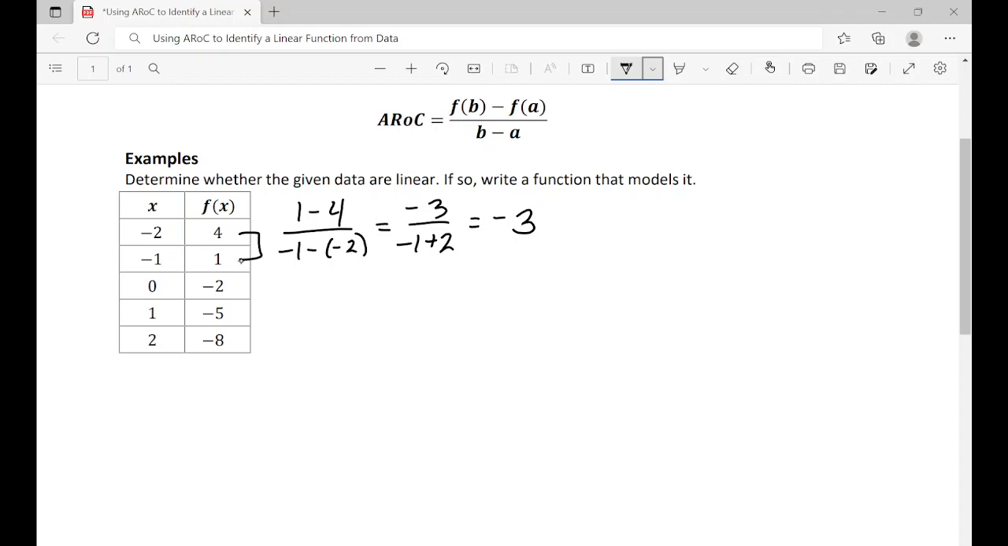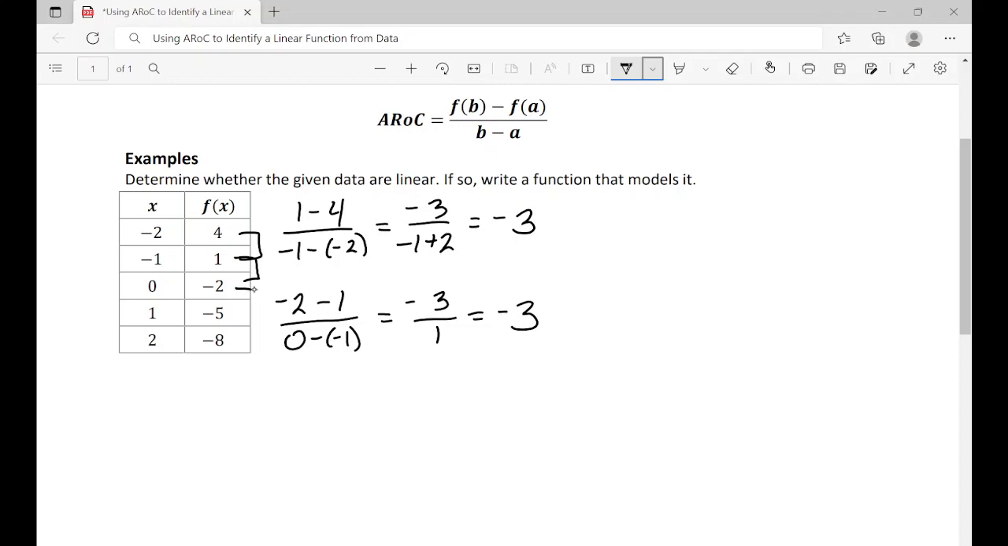Now we're going to do the average rate of change between these 2 points. So it's going to be negative 2 minus 1 over 0 minus negative 1, which is, again, negative 3 over 1, which is going to be negative 3. So far so good. It's still the same.